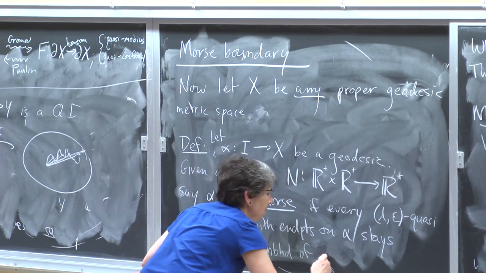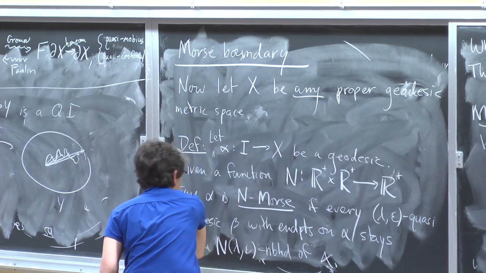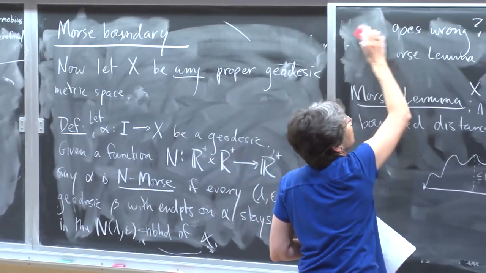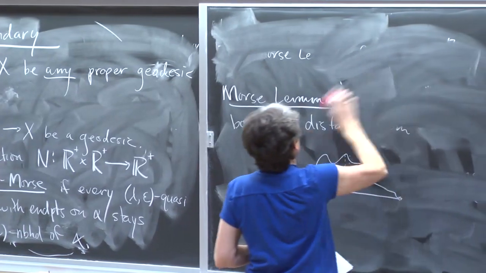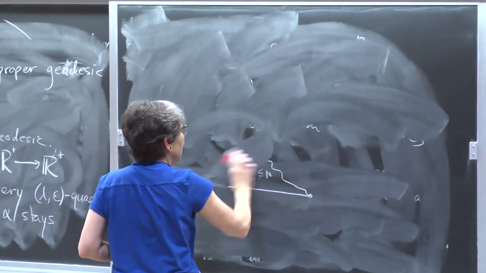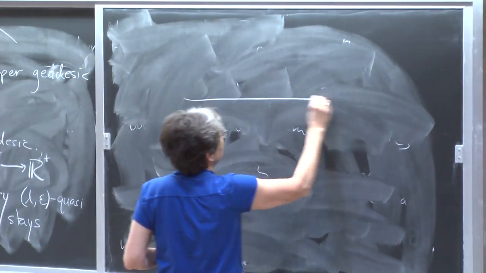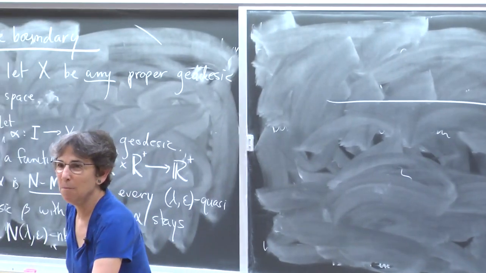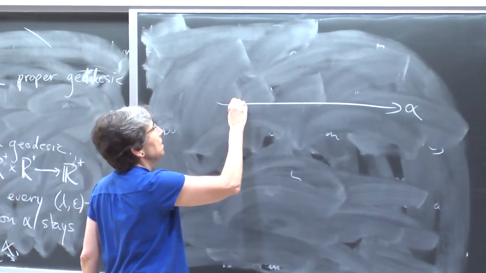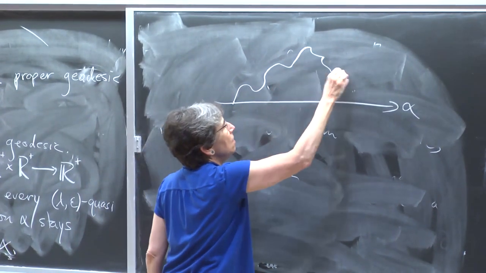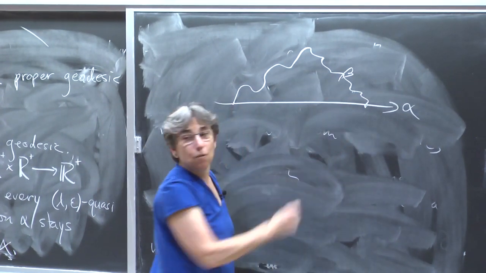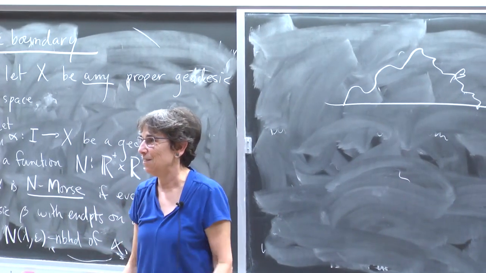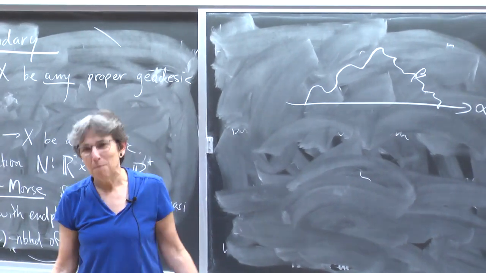Okay, let me just draw you a picture. I know this is technical, but it's sort of the key definition. We want to say when I have my alpha, do I like this alpha or do I not like this alpha? I want to make sure that if I have a quasi-geodesic that starts and ends on alpha, it doesn't get too far away from alpha. Those are the good guys, as long as those stay not too far.